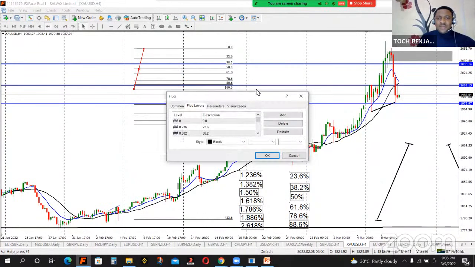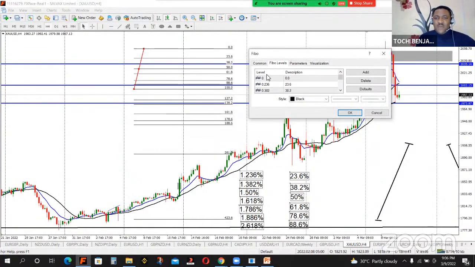When you come to Fibo properties, now you have the level and description, the way we have it in our RSI. That's what we want to do now. We'll have the levels, we'll have the description. Now, on your own level, you might have 0, you may not have 23.6, you might not have 38.2, you might not have 0.5, 61.8, or whatever. What you just do is check the numbers that you have on your own chart.